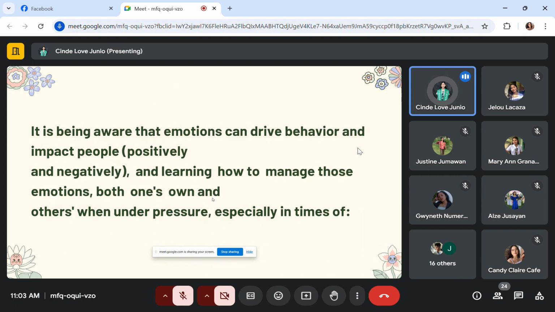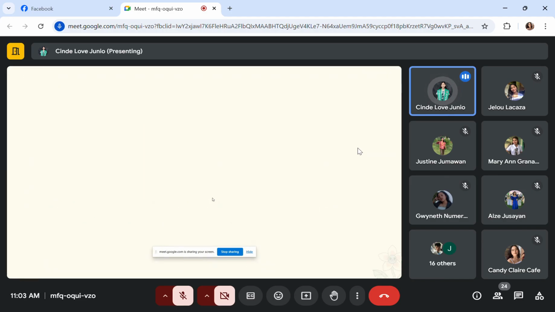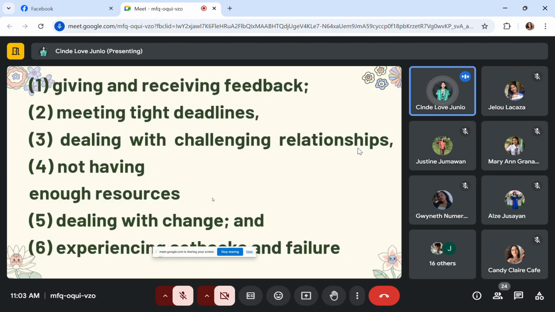It is being aware that emotions can drive behavior and impact people positively and negatively, and learning how to manage those emotions, both one's own and others', when under pressure, especially in times of giving or receiving feedback. You are being open to criticism and praise. So if you are receiving praise from your teacher about your writing or your handwriting, instead of getting upset, you accept that advice and practice more.